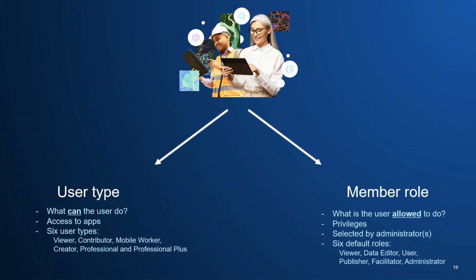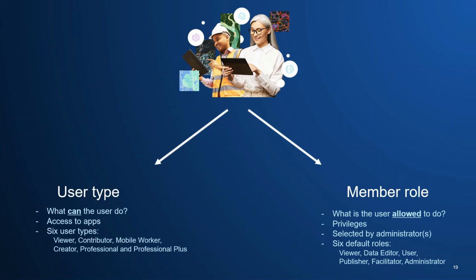So that was the second demo. We now return to our overview one last time to summarize the things we have seen today. So first of all, each member of an ArcGIS Online or ArcGIS Enterprise organization is assigned both a user type and a member role. The user type determines what the user can do because it grants access to certain apps and capabilities. The 6 user types are the viewer, contributor, mobile worker, creator, professional, and professional plus.